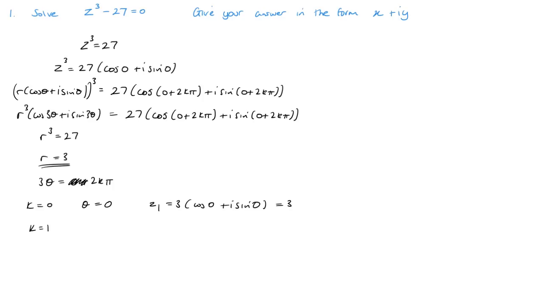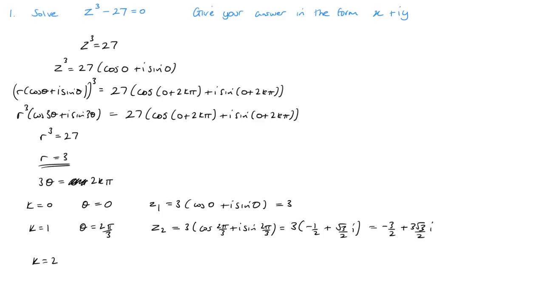Now k equals 1, theta is 2 pi divided by 3, so 2 pi by 3. So therefore z2 is going to be 3 cos 2 pi by 3 plus i sine 2 pi by 3, which is going to be 3 times minus a half plus root 3 over 2 i. So that's going to be minus 3 over 2 plus 3 root 3 over 2 i.